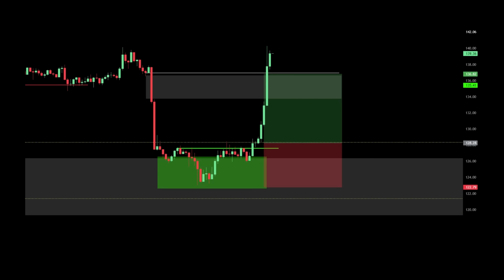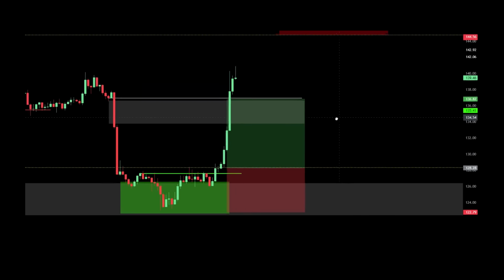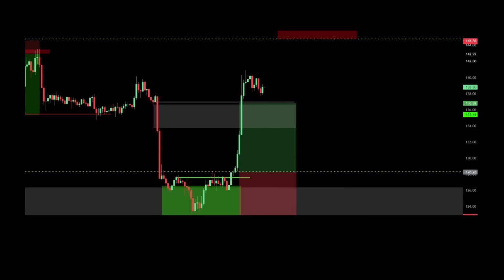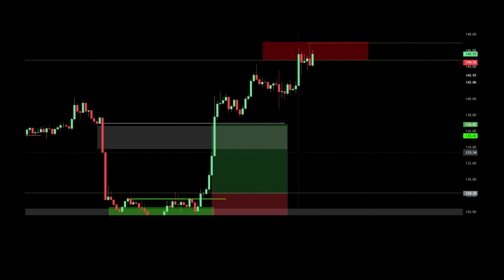Oh, that just took off straight away. Hit our profit. There we go. Fantastic. Trade done. So you can see if we keep going, price tapped into our take profit area and then it just kind of shot all the way to the weekly high. So there we go. So now let's move on to our next trade.